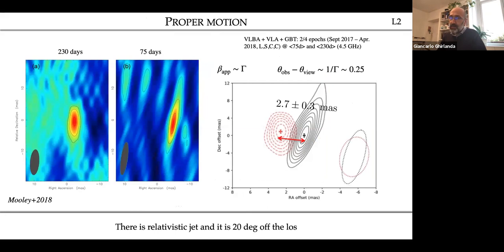And this allows us to derive the orientation angle, and also to prove that a relativistic jet, or at least the core of the jet, because this last observation, at 200 days, is sampling the emission from the core of the jet, was launched by the binary neutron star system.